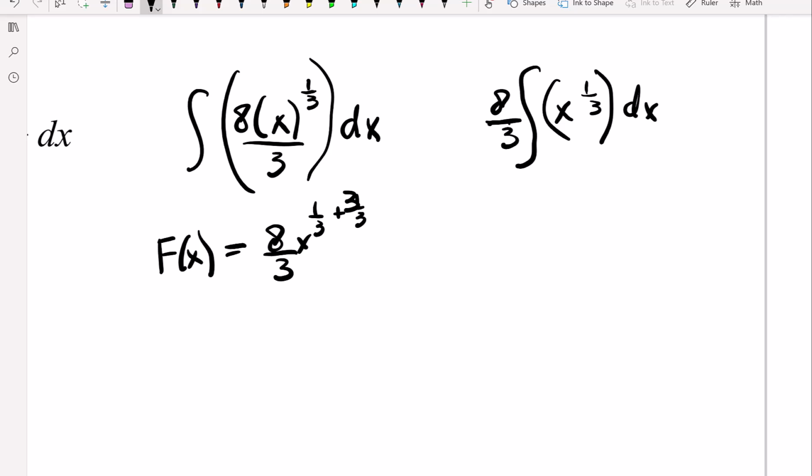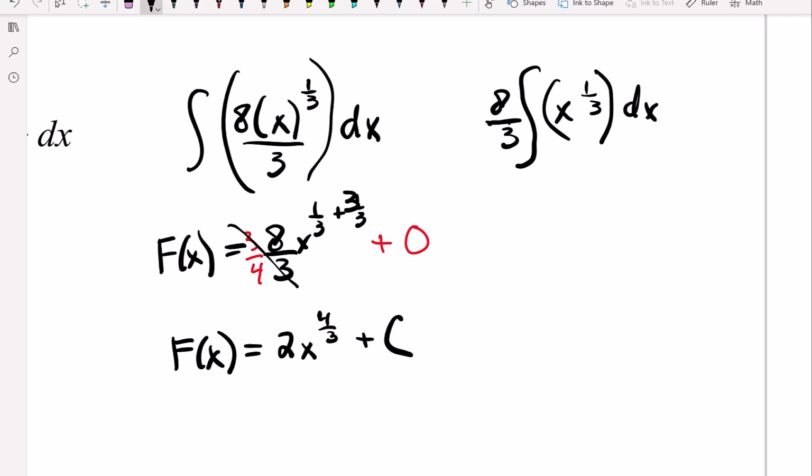So that's 4/3. So remember, division is the same as multiplying by the reciprocal. So instead of dividing by 4/3, we can go ahead and multiply by the reciprocal. That kind of saves a step. And then put plus 0. So those cancel. 8 divided by 4. So that's 2x to the 4/3 plus uppercase C.